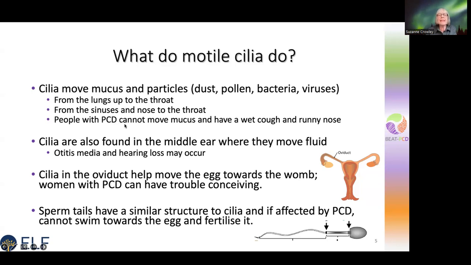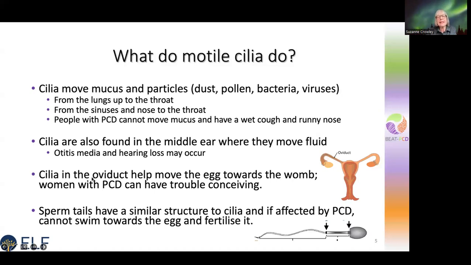People with PCD cannot move this mucus. It collects in the airways, the upper and lower airways, where it stagnates, it pools, and the only way to get rid of it is either to cough it out or blow it out. This is important, and I'll talk a bit more about that later. Mucus or fluid also accumulates in the middle ear and may cause hearing loss and infections.